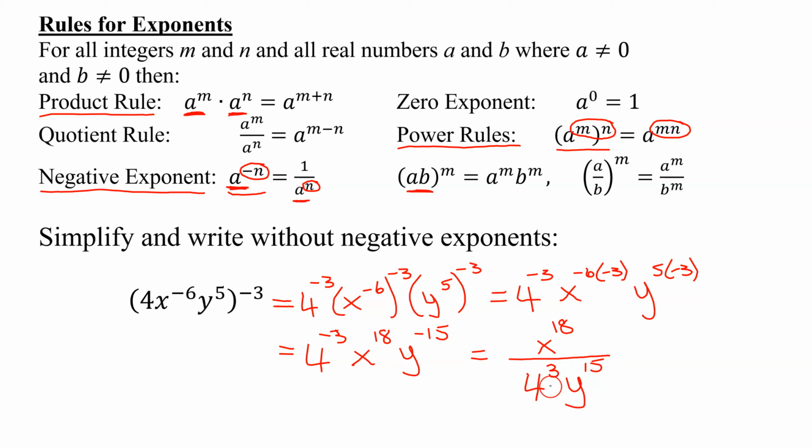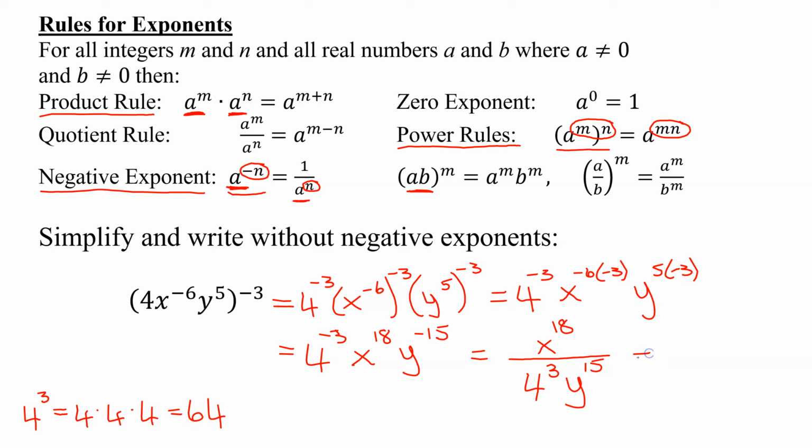The last thing I have to do is figure out 4 cubed. So I'm going to write it over here where I have more room. 4 cubed means 3 4s multiplied together. So I'm going to have 4 times 4 times 4. So 4 times 4 is 16. 16 times 4 is 64.